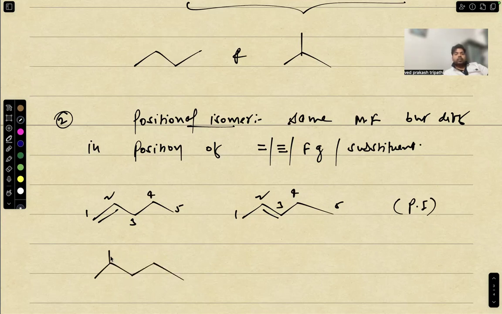Another example, suppose here OH at number 2 and here OH at number 3. So this one is also positional isomer. And again, this is a part of constitutional isomer.